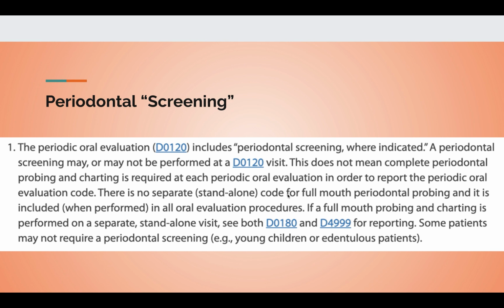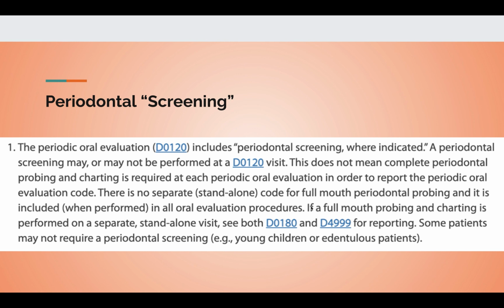There is no separate standalone code for full mouth periodontal probing, meaning there's no code that says I'm doing a full mouth probing. There is under certain conditions, that's what the D180 is, but there's no specific code for every patient. It's inherent under the global fee of the D120 if and when it's done.